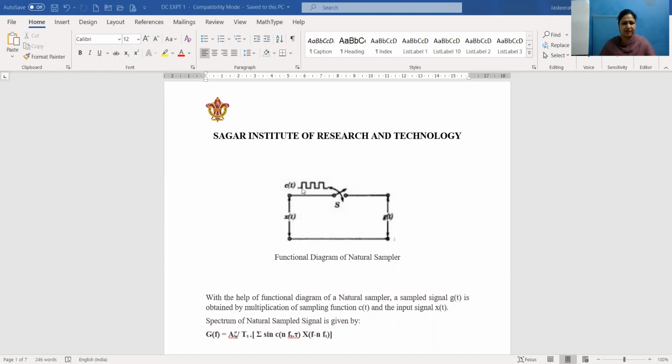When the pulse will go to high level, the switch will be closed and the message signal xt will be multiplied by the carrier signal ct, and we will get the natural sample pulse, which is represented as gt. But when the pulse will go low, the switch will be opened and the circuit will be open, and the message signal will no longer reach the output. So the output signal, which is natural sample signal, will be 0.